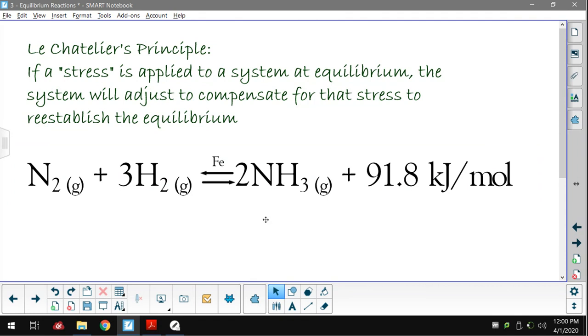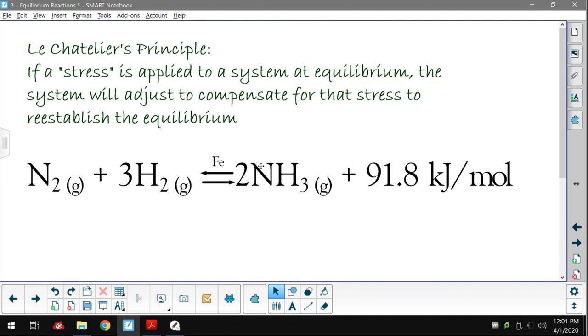So what they do is they apply a stress to the system. They'll increase the concentration of nitrogen and increase the concentration of hydrogen. Because this side now is bigger, it forces the equilibrium in the forward direction, and it produces more ammonia. Also, they would siphon off any produced ammonia and reduce it. So this side of the reaction is decreasing, this side is increasing, and as such, the reaction proceeds in the forward direction because it's always trying to reestablish equilibrium.